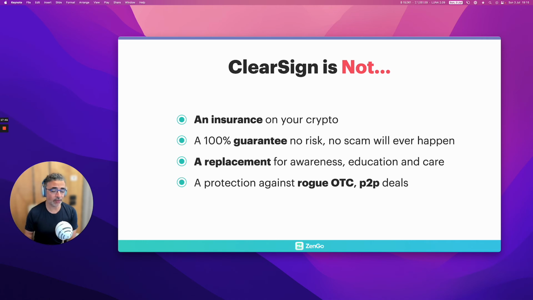It's not a replacement for awareness. There is no better tool than you being extremely aware of what you're doing, taking the time to be educated and caring about what you're doing, and not going after the next click without thinking. And it's also not a protection against rogue attacks that can happen in peer-to-peer deals or peer-to-peer channels.